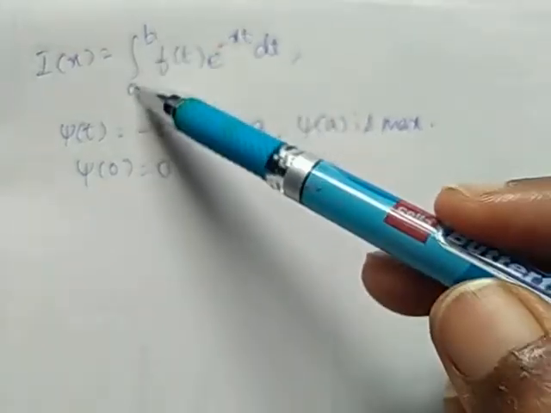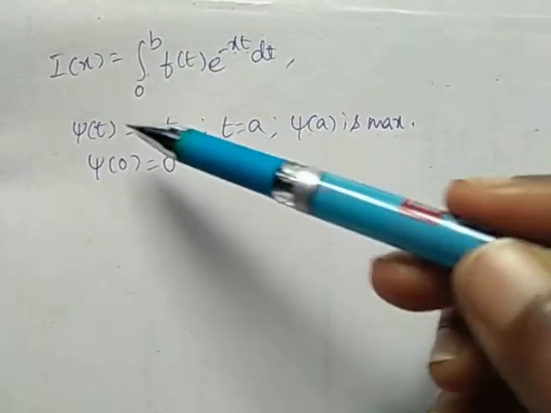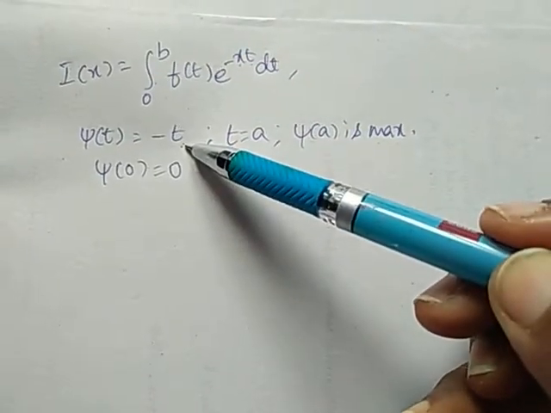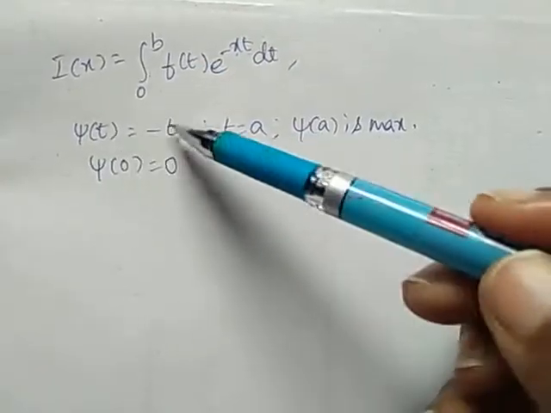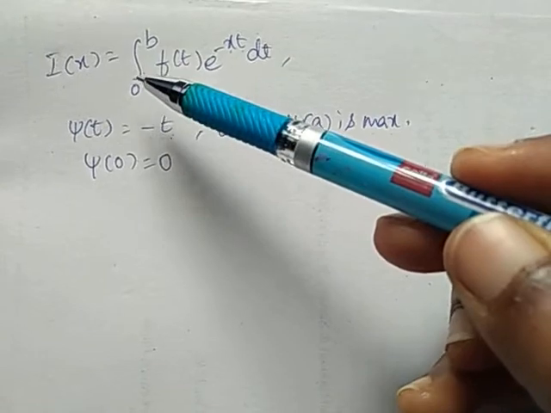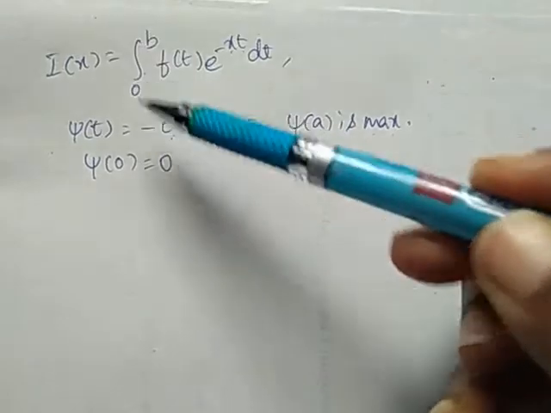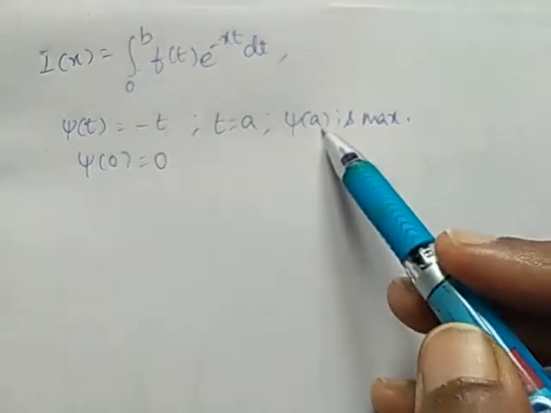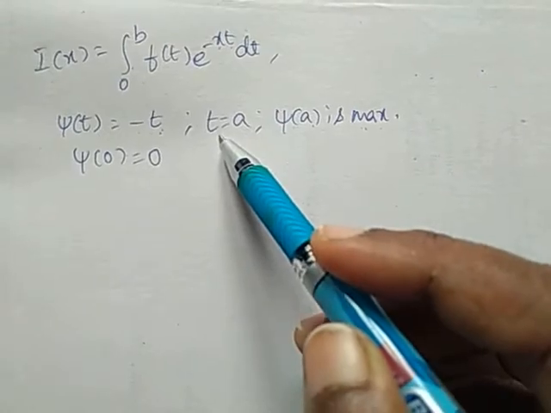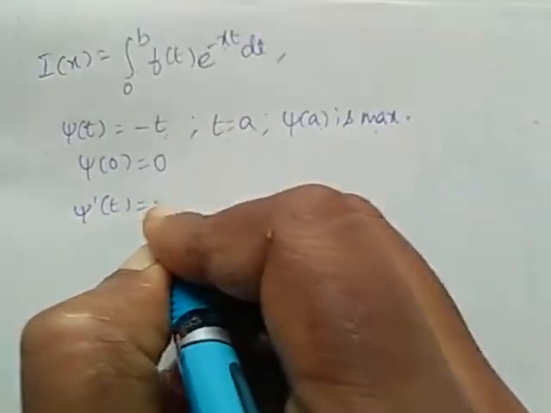For example, if the integral is between 0 to 1, and in between values if I take 0.2, what is xi of 0.2? Minus 0.2 means it is negative. What is xi of 0.4? Minus 0.4. What is xi of b? Minus b. So whatever values we take from 0 to b, all the values are negative. When t is 0, it is 0. Therefore, xi of a is maximum when t is equal to a. Also, what is xi dash of t? Xi dash of t is minus 1. It is less than 0.